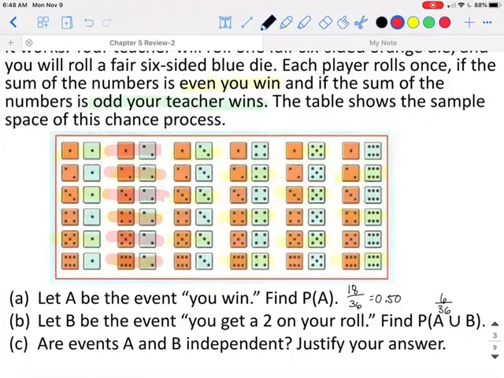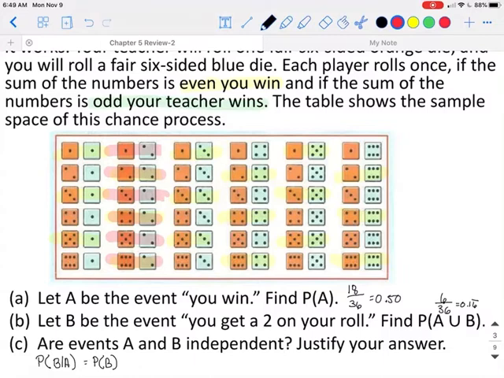Or, if we write that as a decimal, 0.16 repeating. Are events A and B independent? Justify your answer. So to see if they're independent, we need to see if the probability of B given A is equal to the probability of event B.